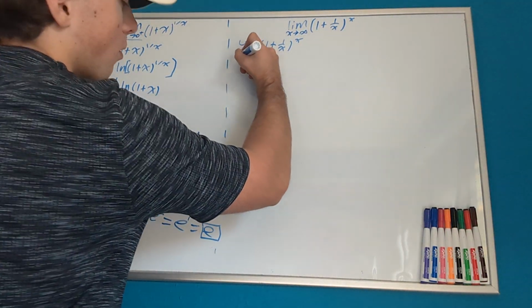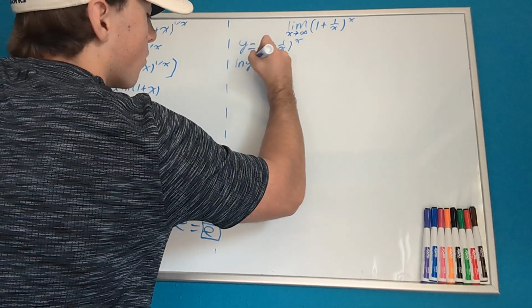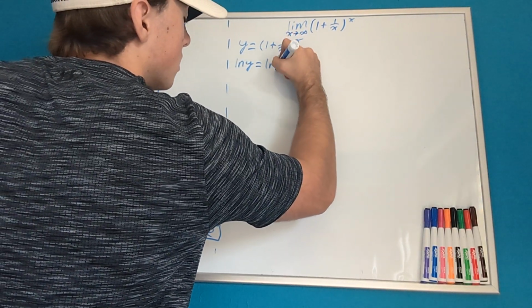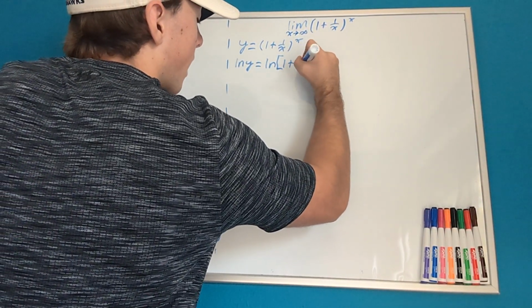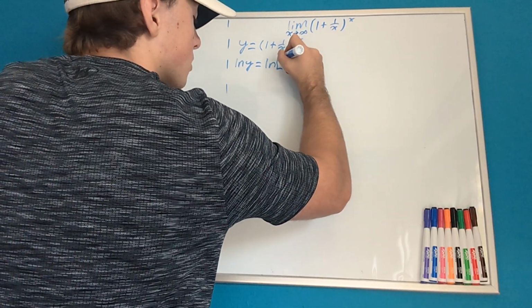Then we're going to take the natural log of each side. So the natural log of y equals the natural log of 1 plus 1 over x, right?